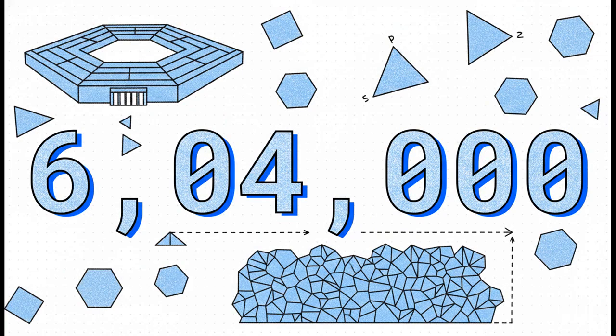Just to ground these abstract concepts in reality for a second, consider this massive number: 604,000 square meters. That is the approximate floor area of the headquarters of the United States Department of Defense, fittingly named the Pentagon. It's literally the world's largest office building by floor area. It really proves how these geometric classifications scale up to hold some of the most complex operations on Earth.